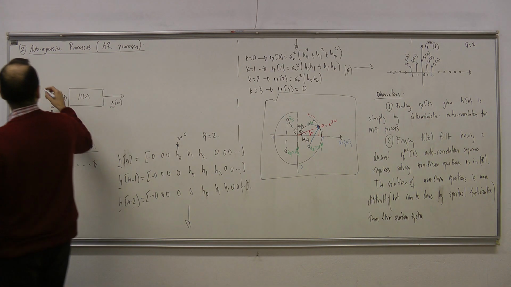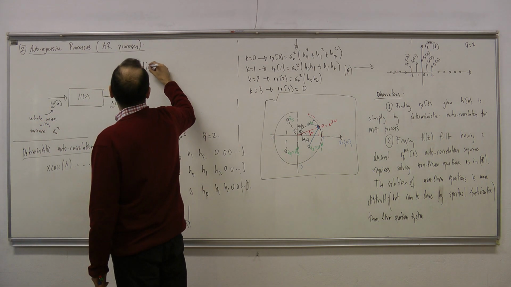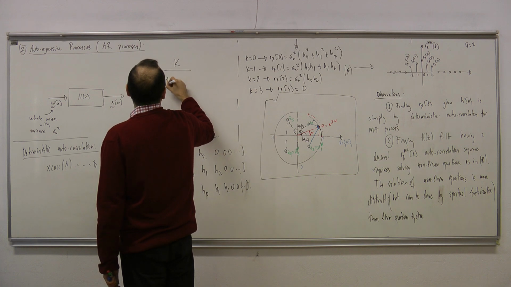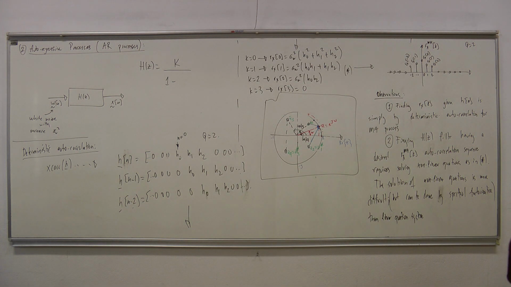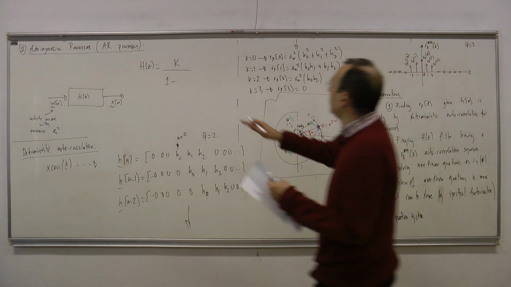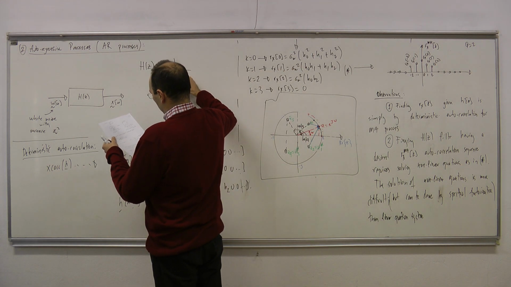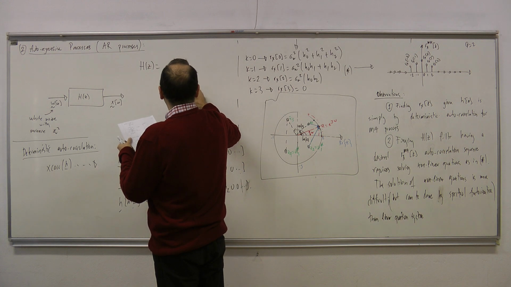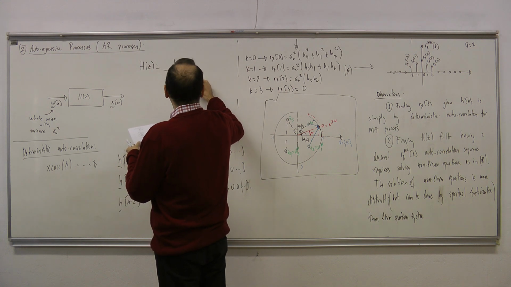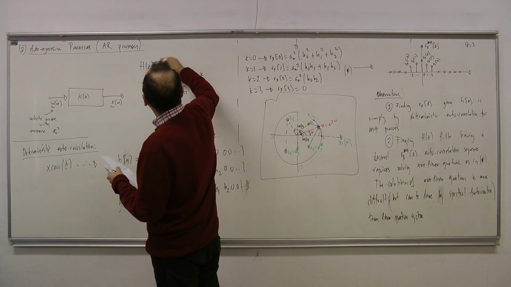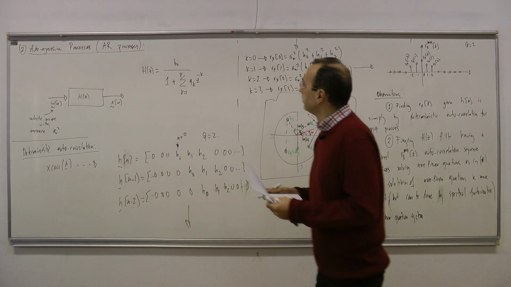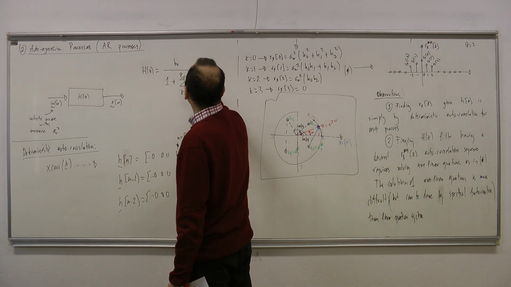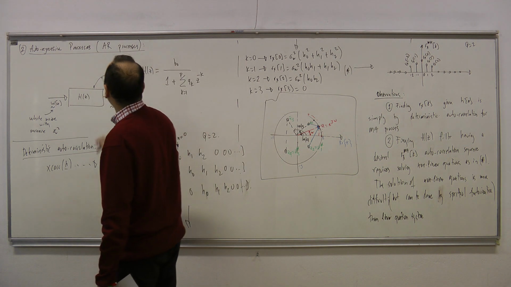So we have the same setup, but the only difference is now H of z is, well, let me look at my notation. This is b0 plus the sum from 1 to p, the number of poles, q_k z to the minus k. Okay, so this is my H of z. This is q. So right now this H of z is in this form.